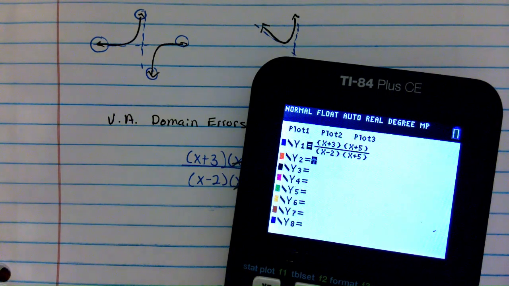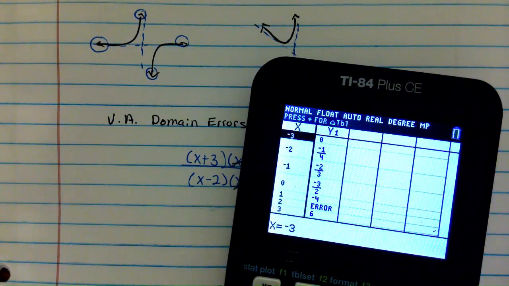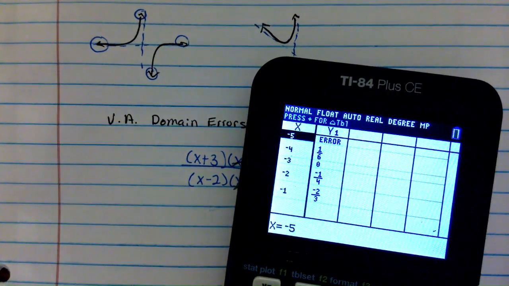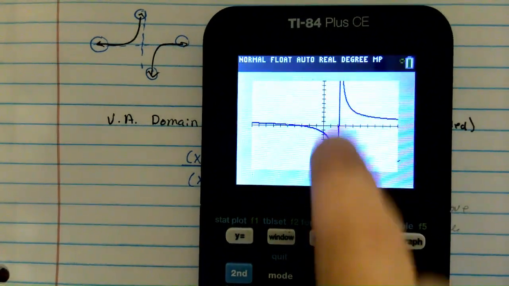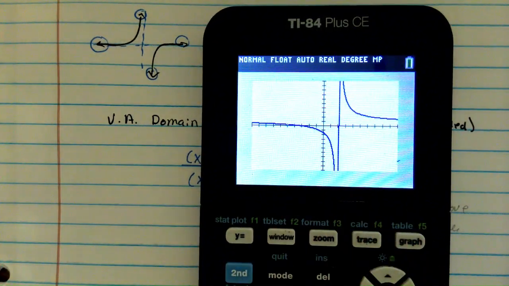Okay, so when I go into my table of values, I'm definitely seeing the error at 2, and I'm definitely seeing the error at negative 5. But when I graph it, I'm only seeing this one vertical asymptote. I have asymptote detection turned off. But something's going on there at negative 5, and I'm just not seeing it.